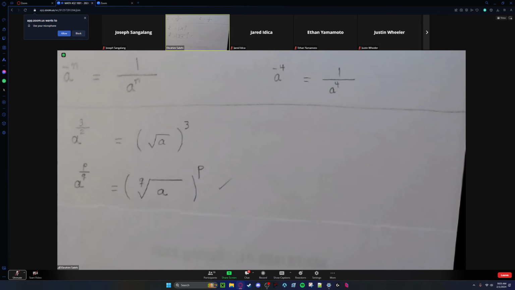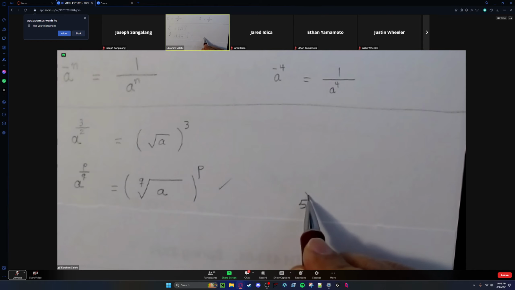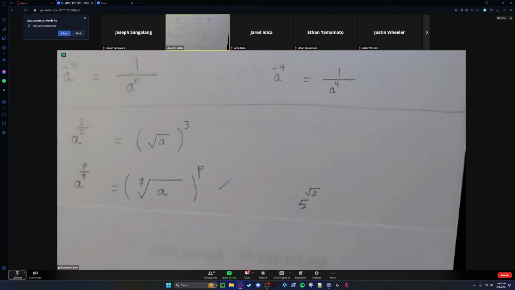Well, rational numbers is fine, but what about irrational numbers? How about, for instance, how do we define 5 to the square root of 2, which is an irrational number? Okay.